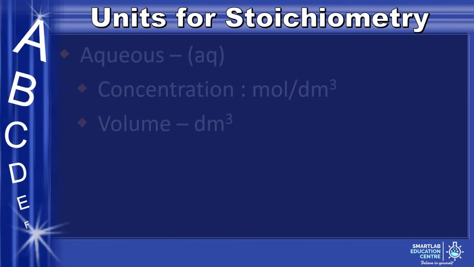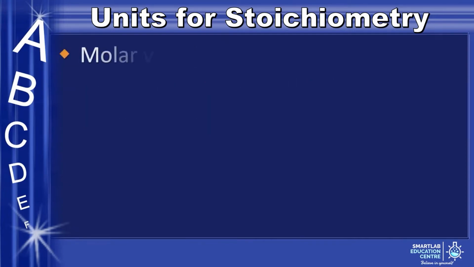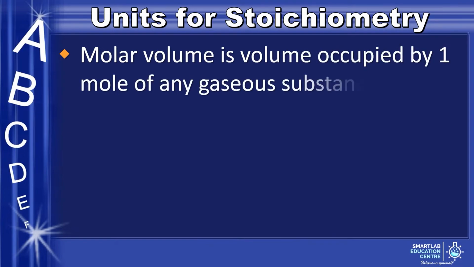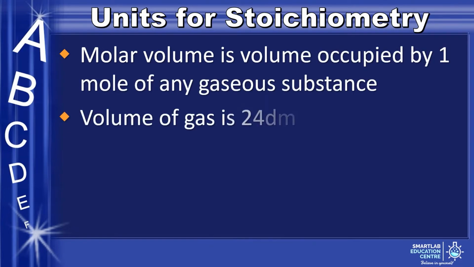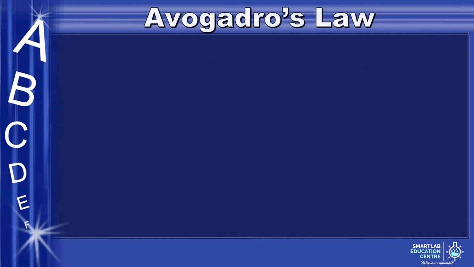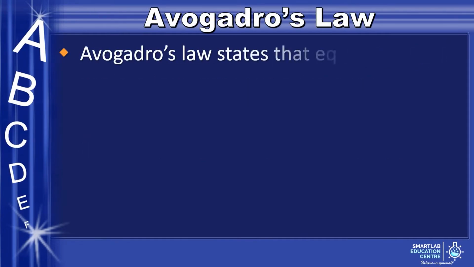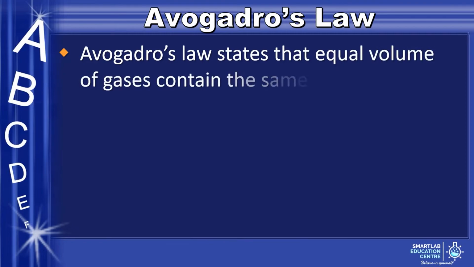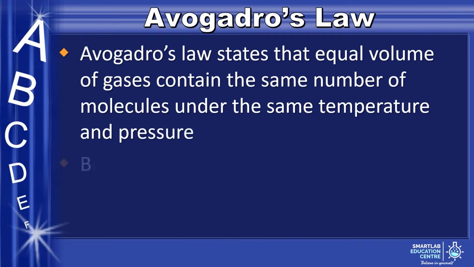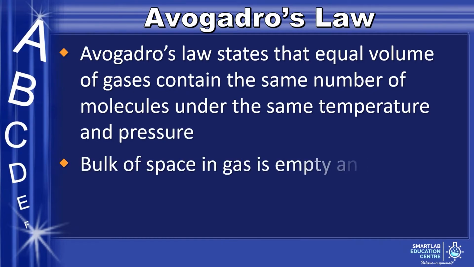Molar volume is the volume occupied by 1 mole of any gaseous substance. The volume of a gas is 24 dm cube at 25 degrees and 1 atmospheric pressure, also known as RTP. Avogadro's law states that equal volume of gases contain the same number of molecules under the same temperature and pressure. The bulk of space in a gas is empty and the actual volume taken up by gas molecules is negligible.